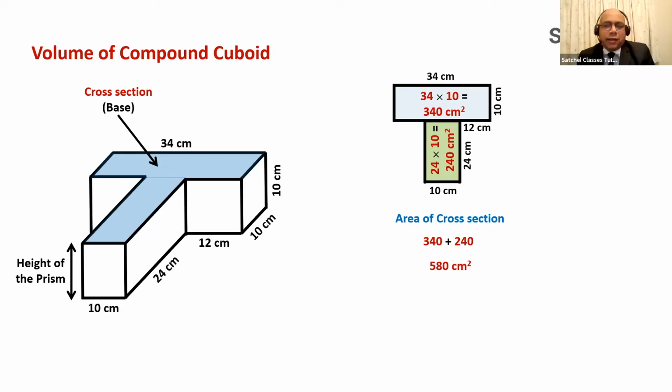Now that's the area of the cross section. Remember, the cross section is T for this particular prism. So the area of the cross section is 580 centimeters squared.